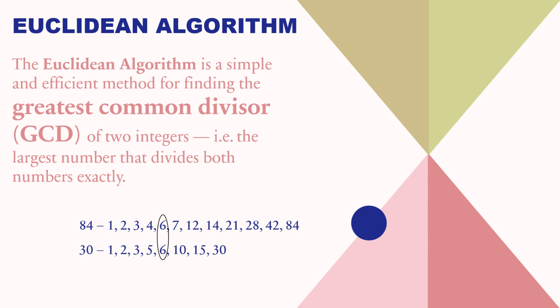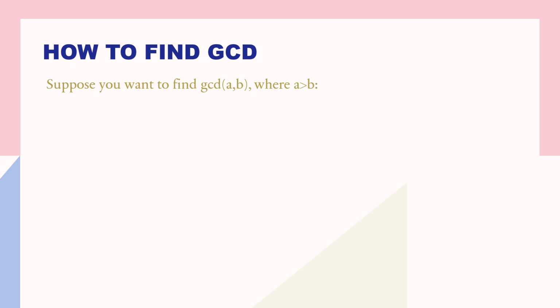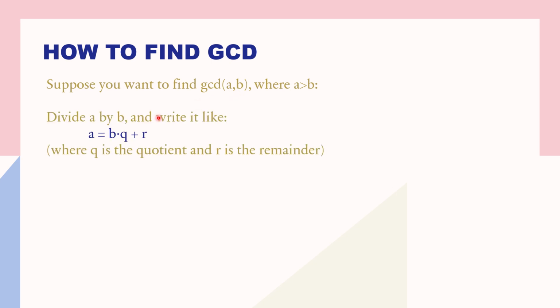But now we will see a process by which we will be able to do it in a matter of seconds. How? Suppose you want to find GCD(A, B) where A is greater than B. Make sure that you keep A as the bigger number and B as the smaller number, and you find the GCD for that. How do we do that? You divide A by B and write it as A = B·Q + R, where Q and R are the quotient and remainder. This is the main formula: A = B·Q + R.